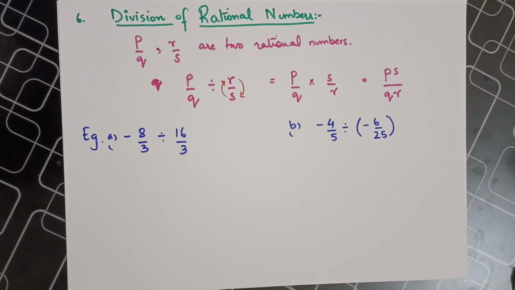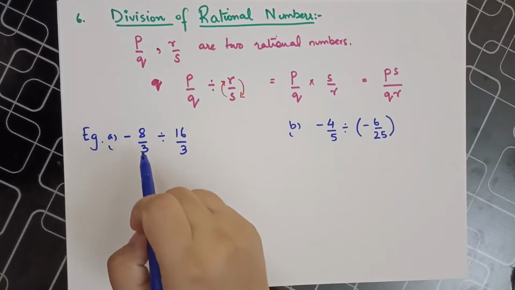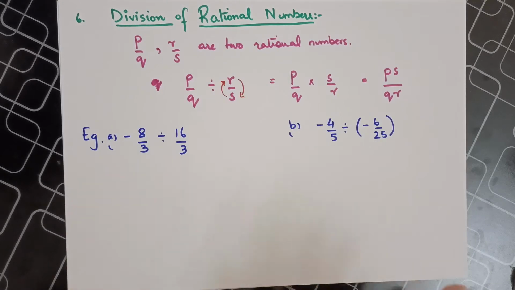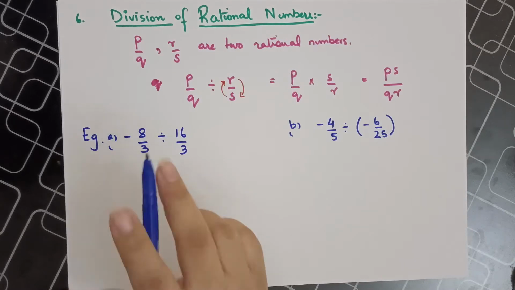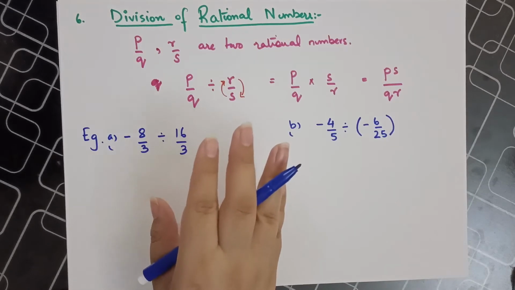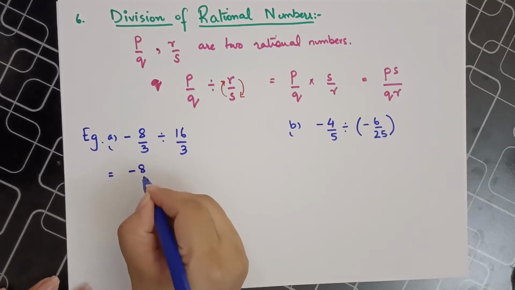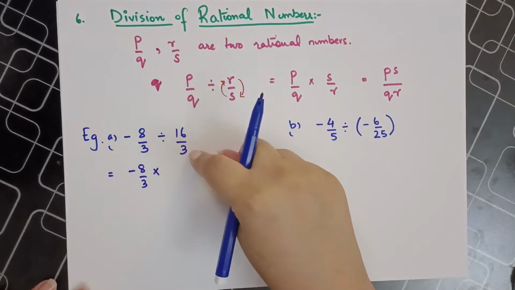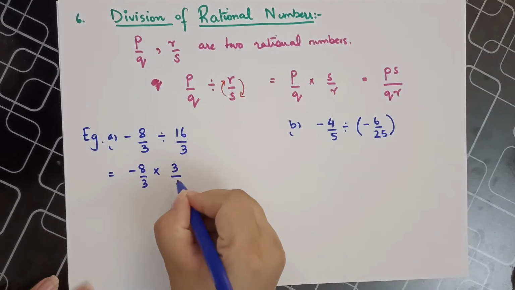Now I'm going to explain it with the help of these examples so that you may understand this topic better. The first example is that we have been asked to simplify minus 8 upon 3 divided by 16 upon 3. What will be the first step? No two fractions can be divided together, so we have to change the division sign into multiplication. It will go like minus 8 upon 3, this division sign will be converted into a multiplication sign, and the fraction after it will be flipped. So 3 will come up and 16 will go down.